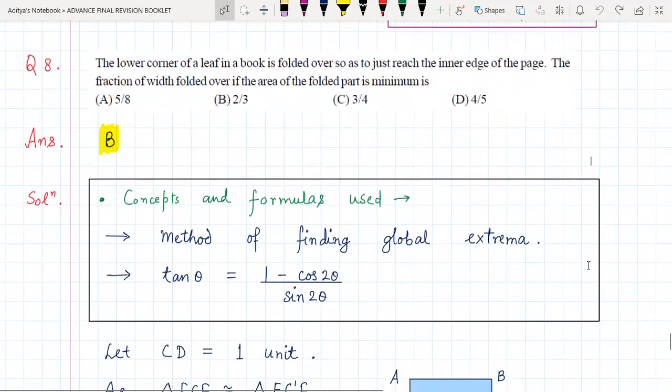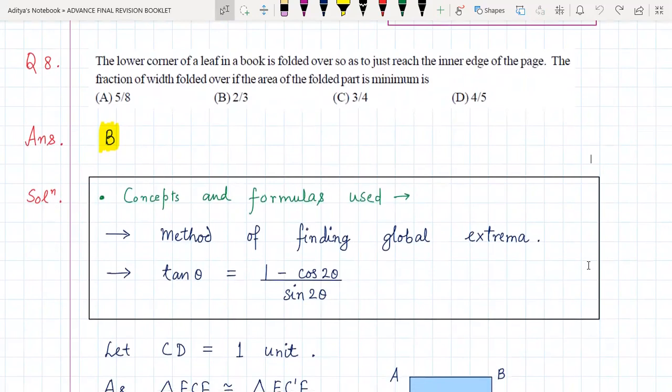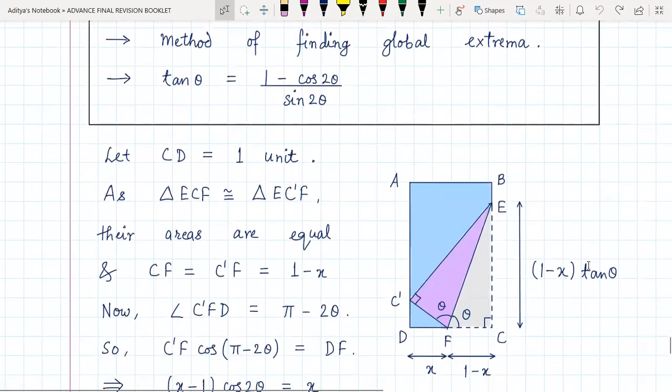Now the concepts and formula used are very basic. We should know the method of finding global extrema, in which we check the endpoints, then derivative equal to 0, the critical points. So all those things we should know, and tan theta is equal to (1 minus cos 2 theta) upon sin 2 theta, a very common formula in trigonometry, also we should be aware of. Now let's see how to actually solve the question.